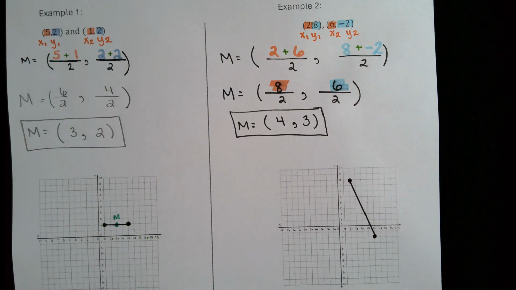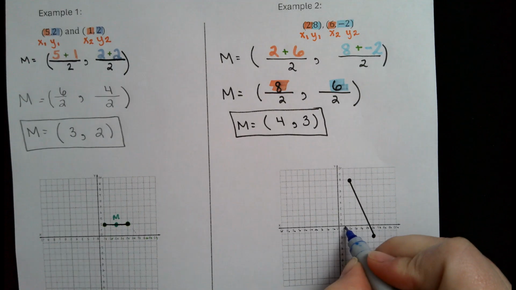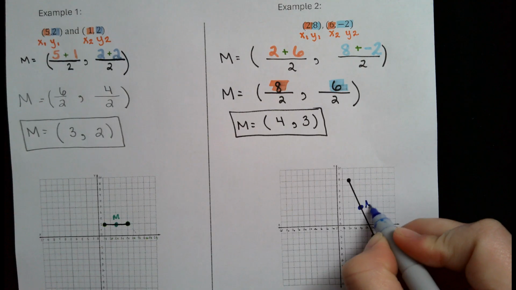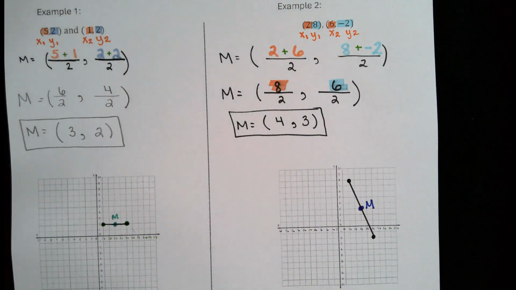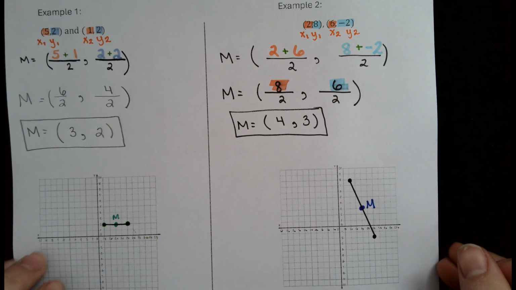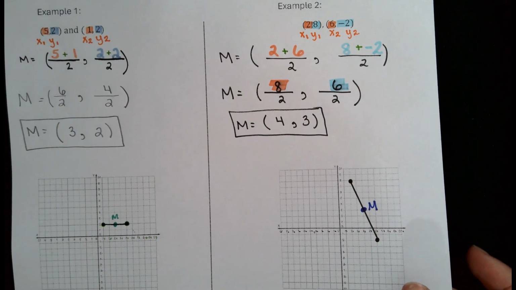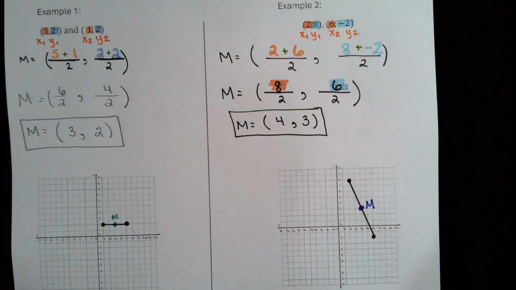So now I'm going to graph 4, 3. 1, 2, 3, 4. 1, 2, 3. And this is my middle of my segment. All right, let's go ahead. This concludes our notes. I am going to do one question here on your classwork number 22.